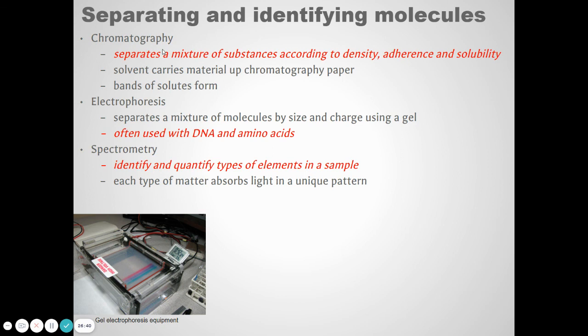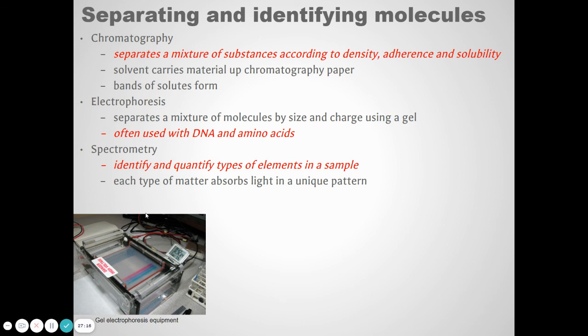Another similar kind of process is called electrophoresis. We'll do that later in the year. This is when you put a sample of very small molecules, such as DNA or maybe amino acids, in this gel-like substance. And then you add an electrical current to the gel. What happens is the molecules start moving because they're attracted to the charge. And they separate out by size.